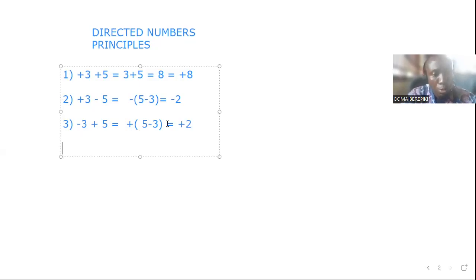Okay, we move to number 4, the fourth principle. Now, in the fourth principle, both of them are negative. What do you do whenever both of them are negative?